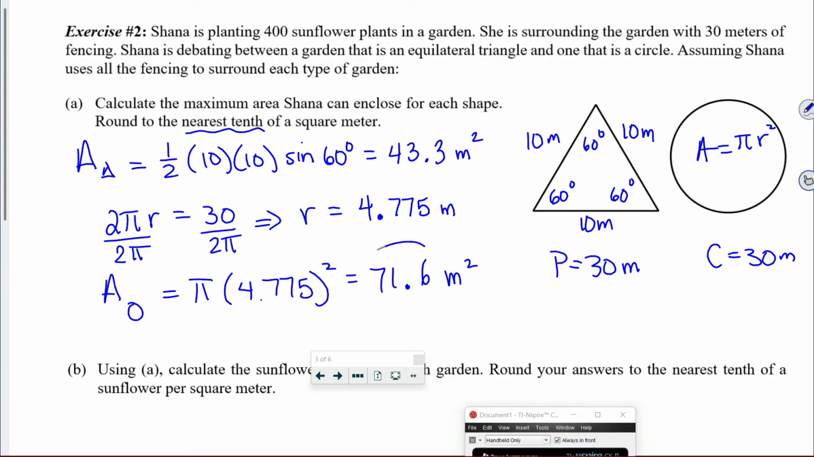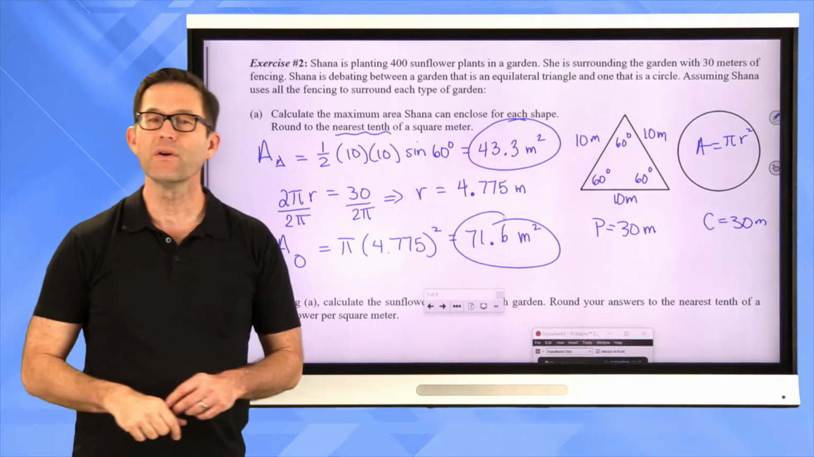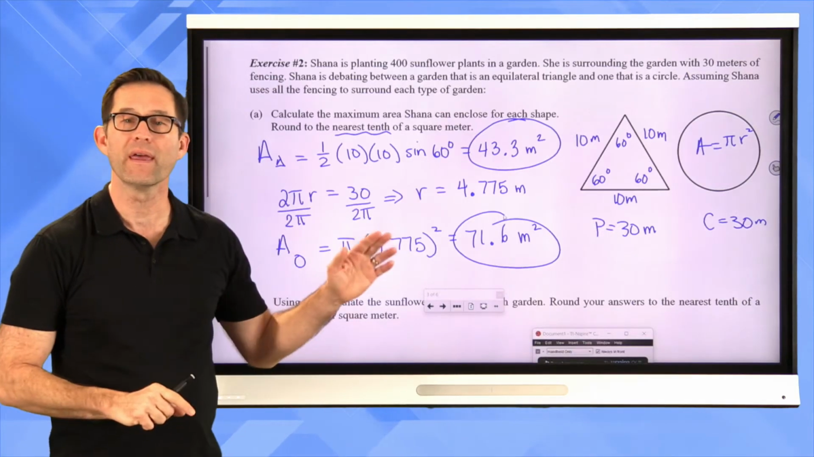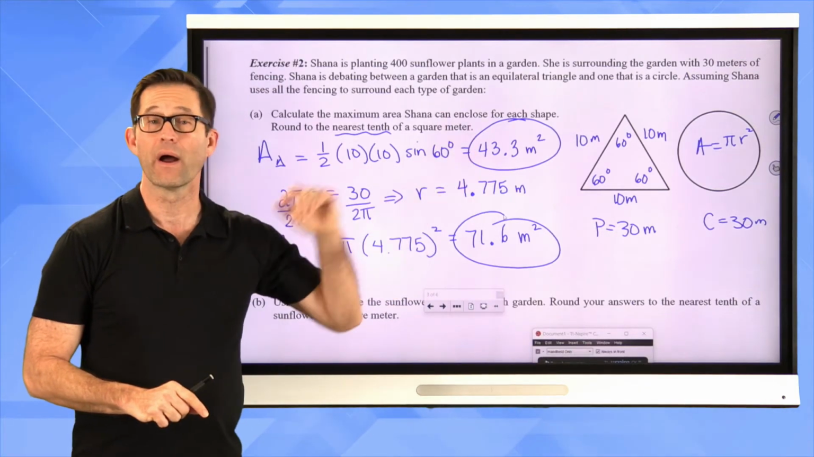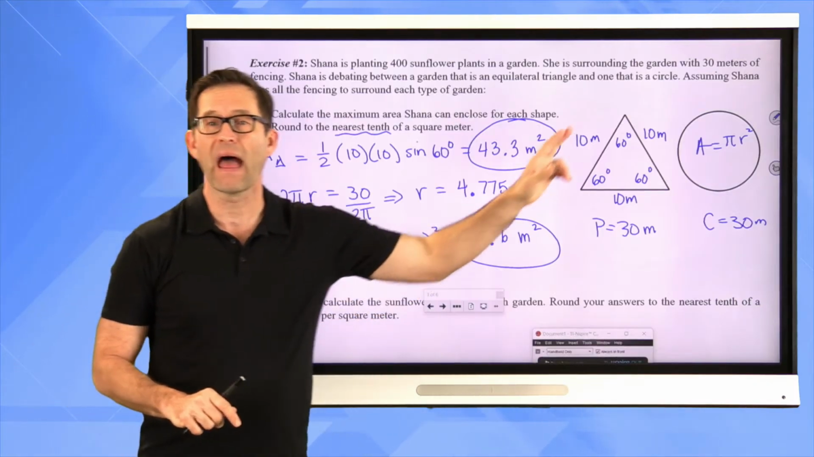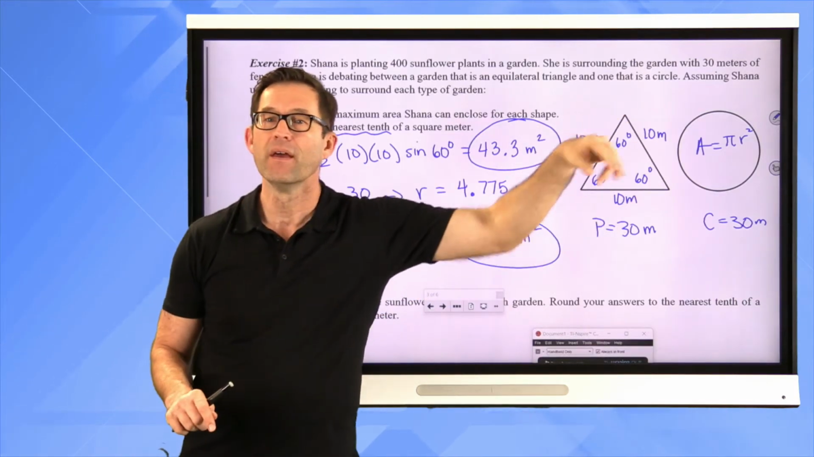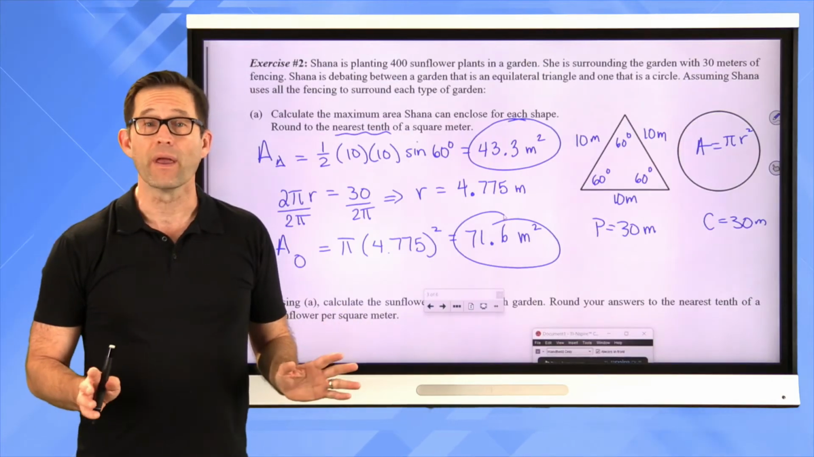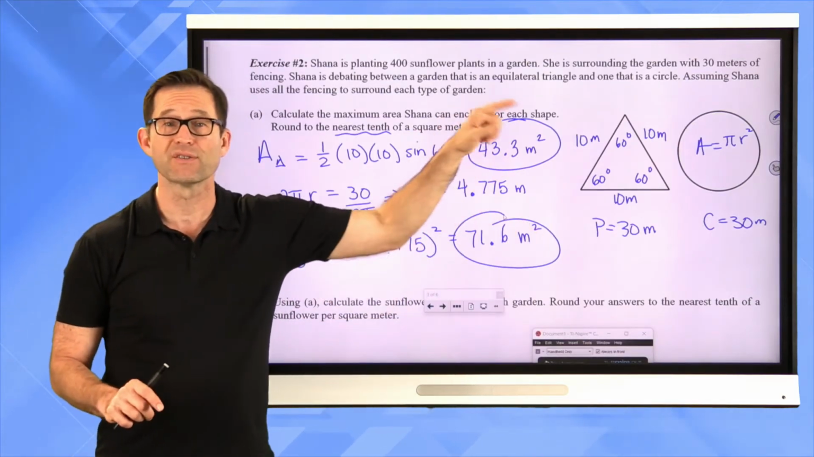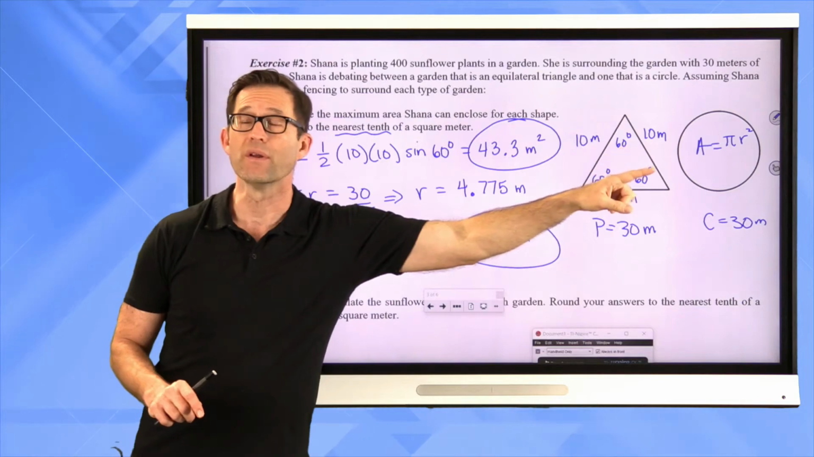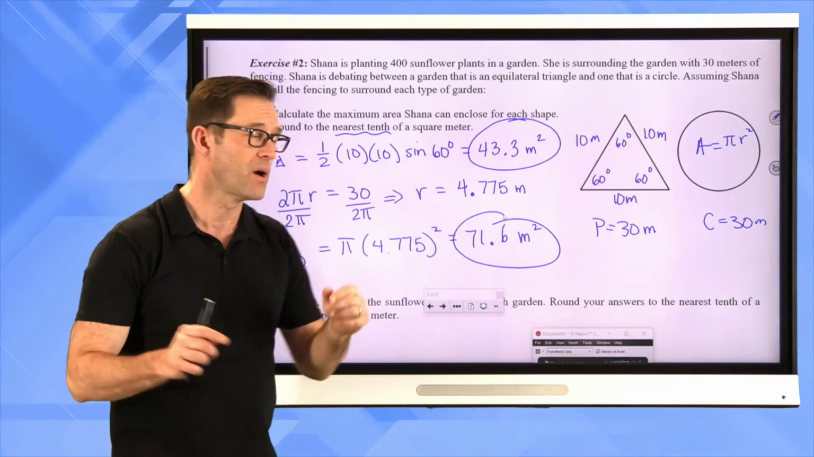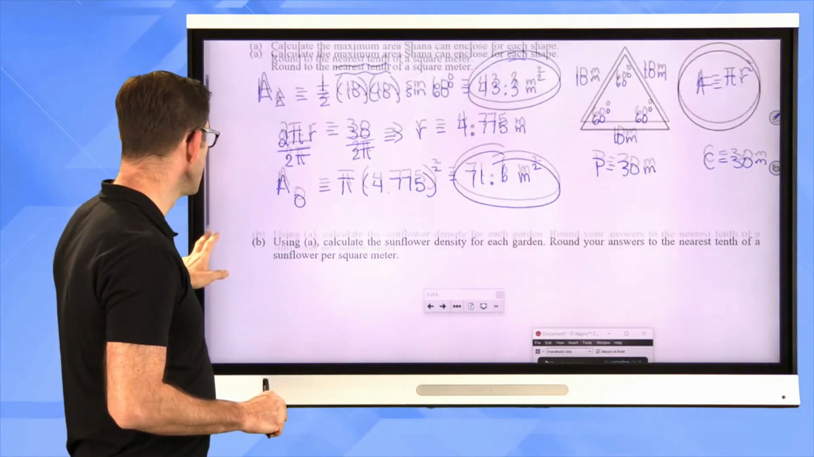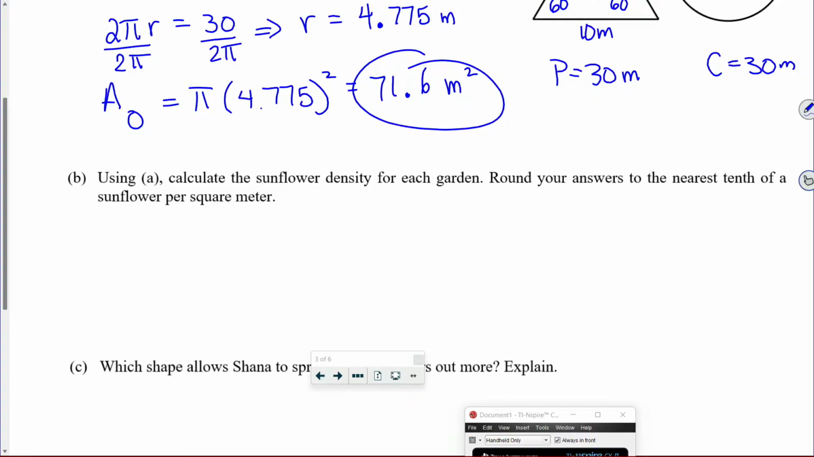By the way, I just want to note something right away because this is kind of cool. Look at how much more area we get with the circle than the triangle. And keep in mind that the path that bounds both of them is exactly the same length. So if you want to get the most area for a given perimeter or circumference, the circle is always the winner. Okay, now let's take a look at letter B.